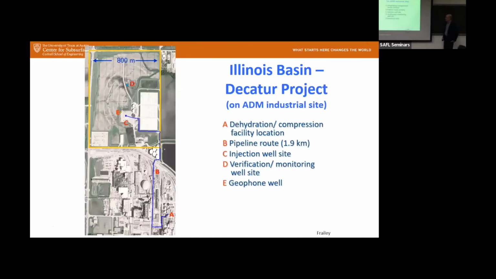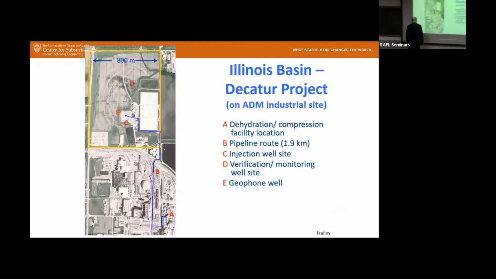All right, so here's an overview of the Illinois Decatur Basin Project, and this is the Archer Daniels Midland site. Does anyone know what ADM does? What do they like to do? And where did the CO2 come from? Thoughts? No? All right. What do you have in your gasoline that farmers love? Ethanol. All right. And so what ADM does is they take corn and they convert it to ethanol.